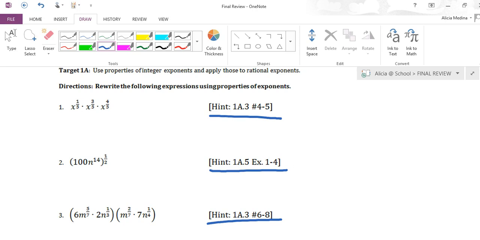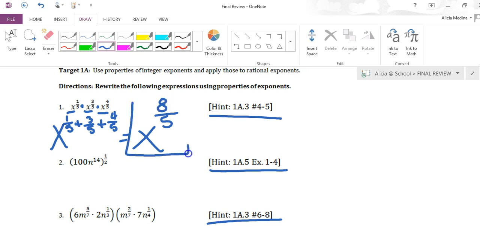So our first question here, we have x to the 1/5 times x to the 1/3 times x to the 4/5. So notice we're multiplying our bases here, and they're all the same base. So if you're multiplying and everything has the same base, what you can do is just add the exponents. So you're going to add 1/5 plus 3/5 plus 4/5. It's going to give us x, and we notice that the denominator is all the same, so that does not change, and we just add the top. So 1 plus 3 plus 4 is 8. So our answer is going to be x to the 8/5.